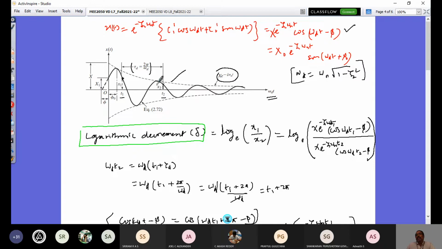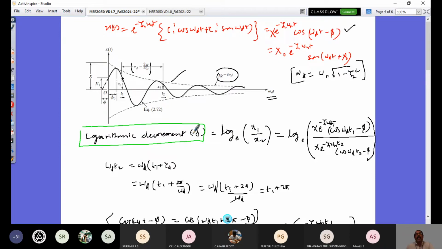Here, something called the logarithmic decrement is a quite useful parameter used to find out the damping present in the system in case we do not know the damping in the system. Experimentally, we can find it out. That's why we define the logarithmic decrement as the natural logarithm of successive amplitude ratios, so x1 by x2, where x1 is at t1 and x2 is at the end of the cycle. The natural logarithm of successive amplitude ratios defines the logarithmic decrement.